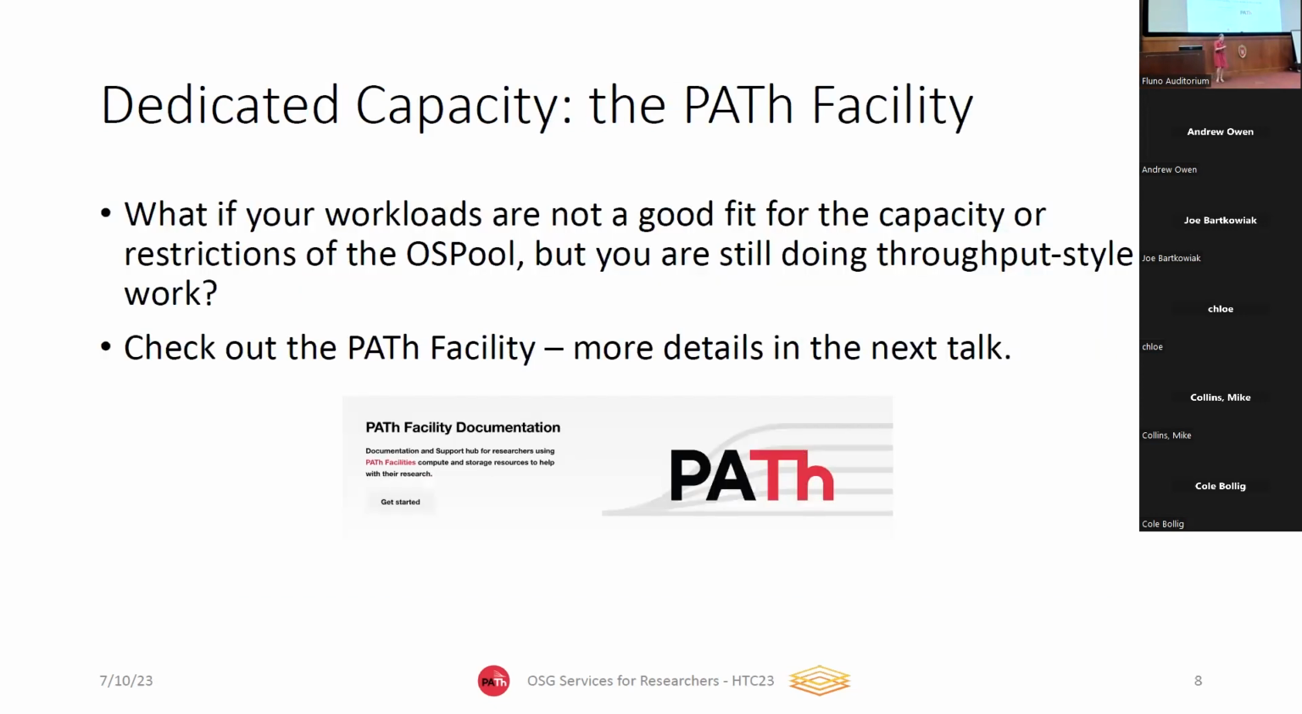So if it turns out that your workload, let's say our researcher with her laptop, her workload is not a perfect fit for the OS pool, maybe she needs a few more cores, maybe she wants to run for a bit longer, we now have the PATH facility, which I'm not going to talk about in detail because Brian Lin is going to be doing that next. But you could think of this as another source of computing capacity for high throughput workloads that might not run as comfortably in the current setup of the OS pool.